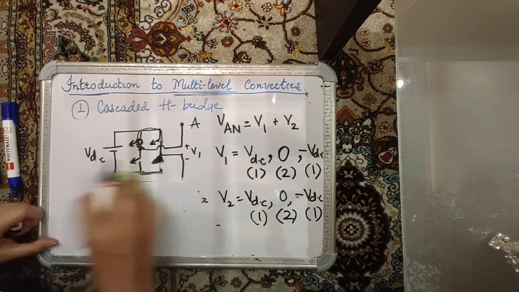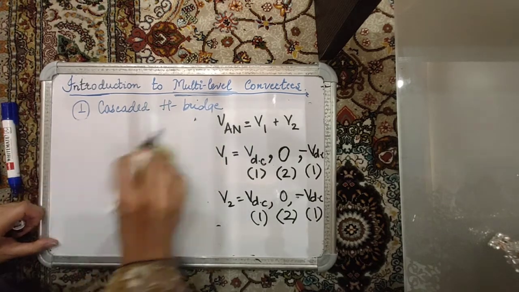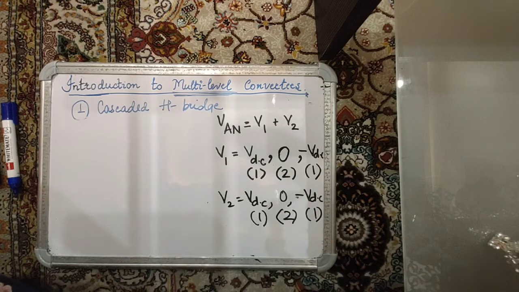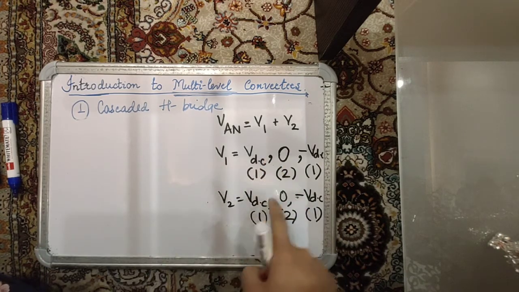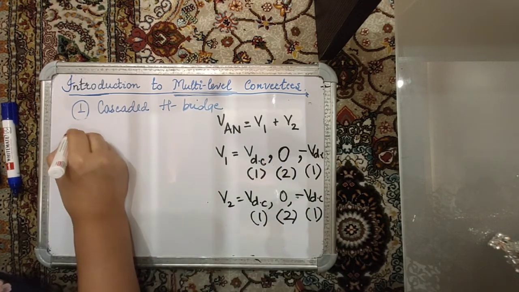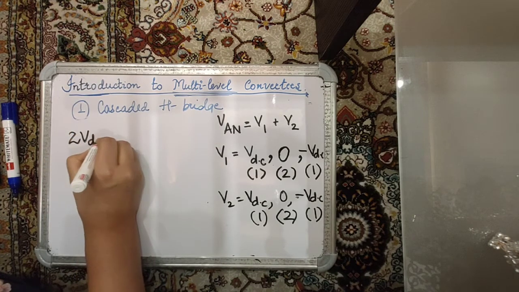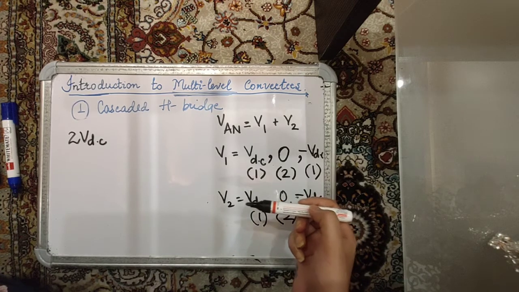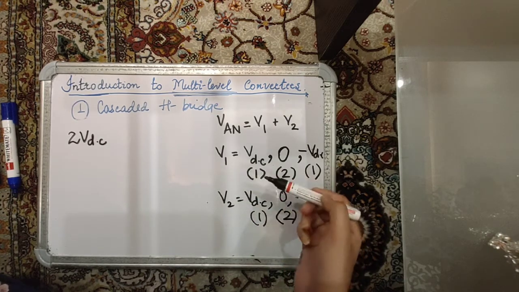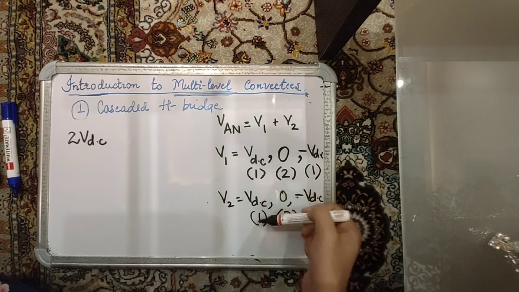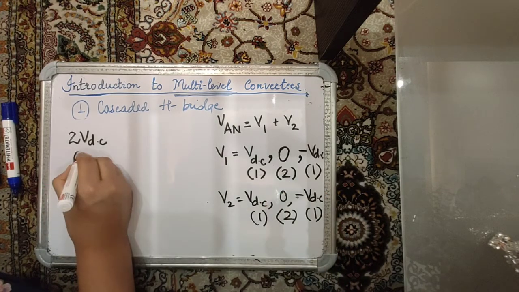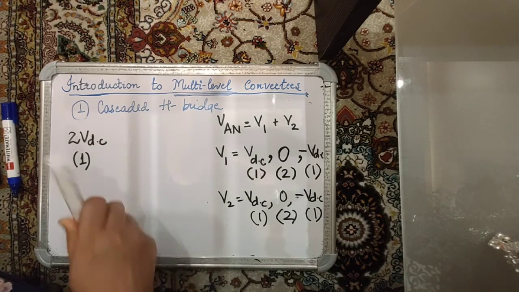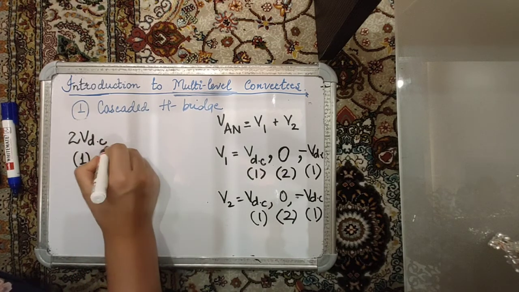And we know that VAN is simply the addition of V1 and V2. Now these can add in multiple ways. VDC and VDC can add up to become 2 VDC, and the number of switching configurations that will cause it is only 1 into 1, that is only one switching state for the whole leg. 2 cascaded H bridges will generate 2 VDC at the output.